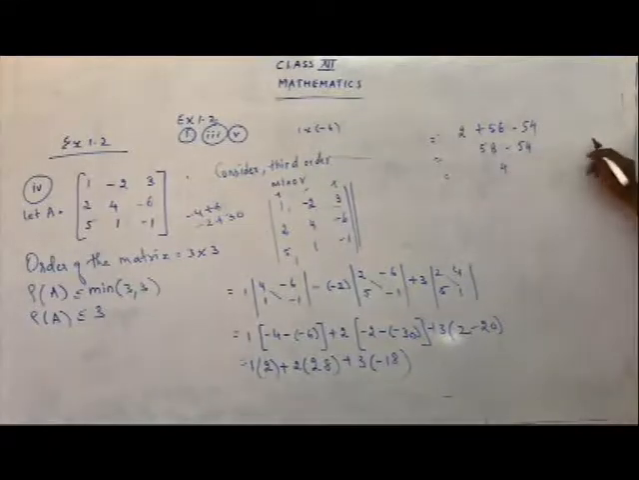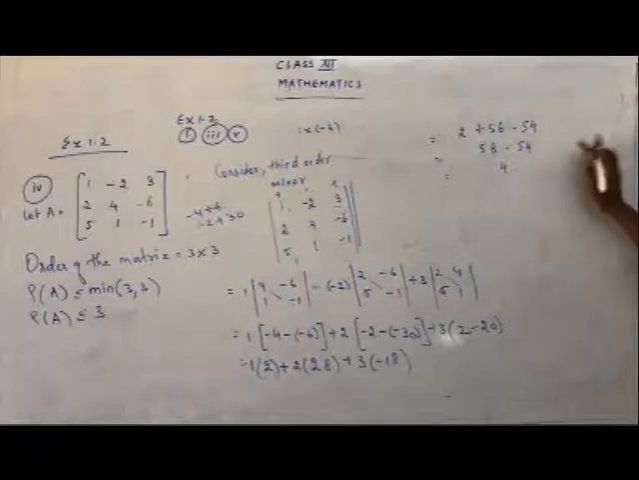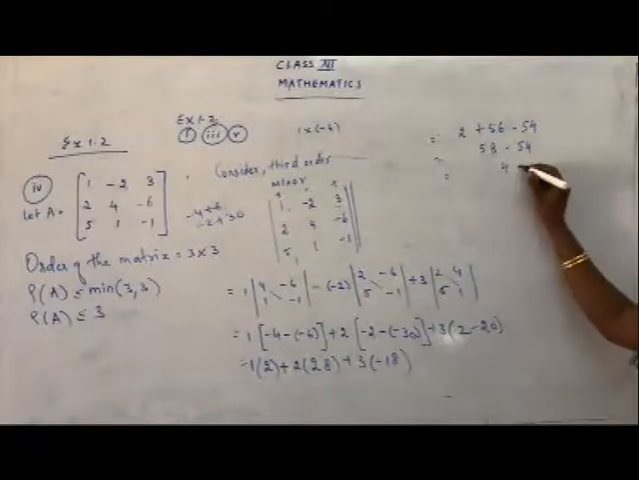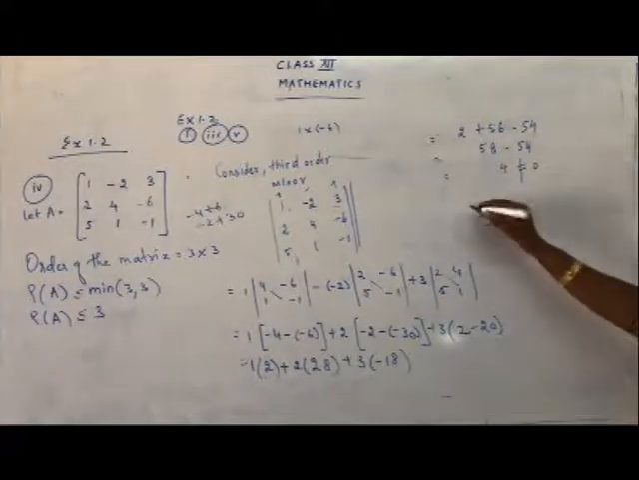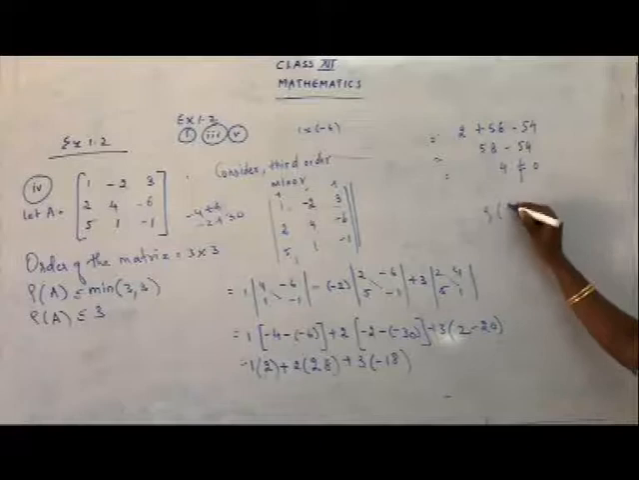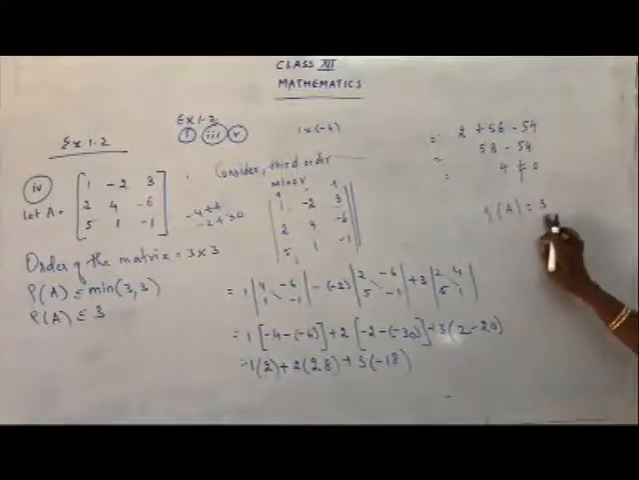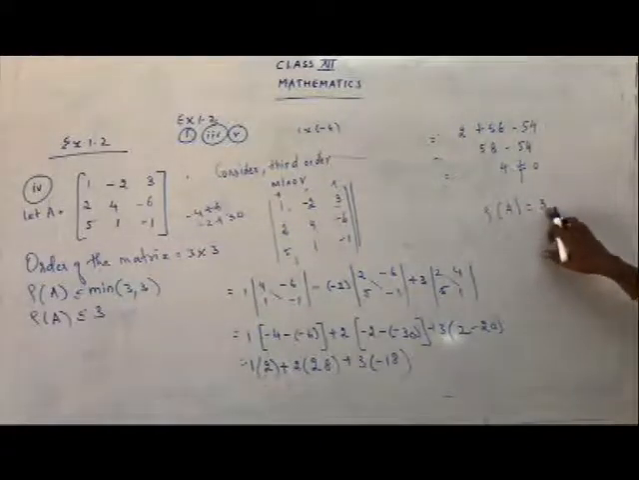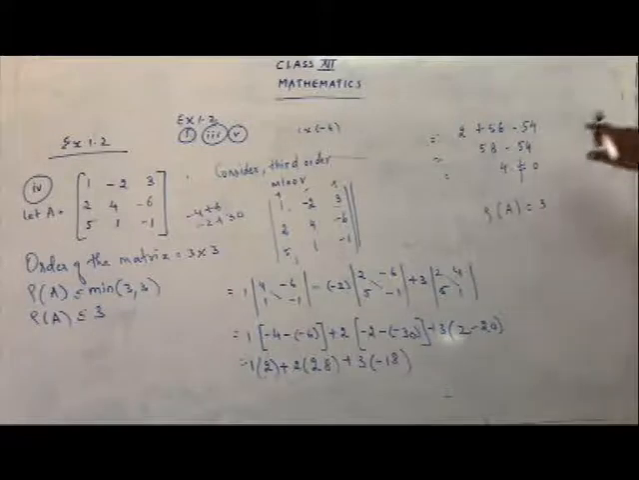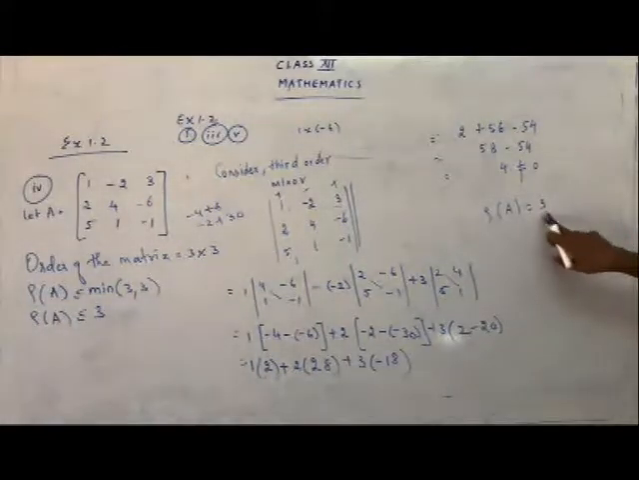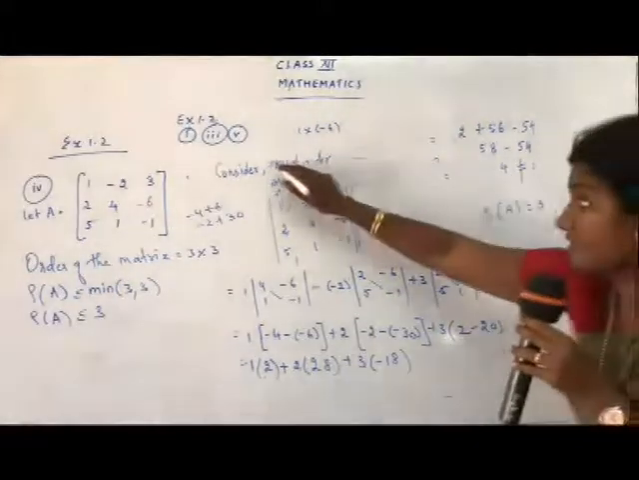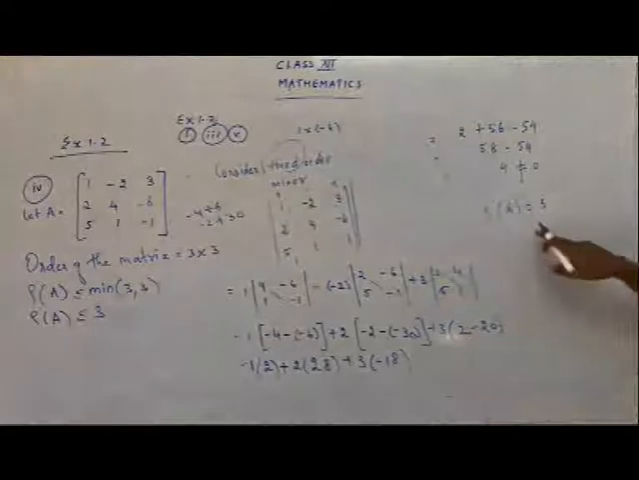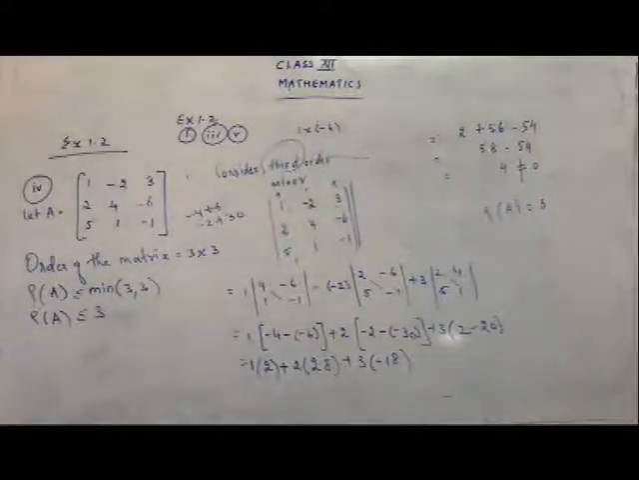Yes, so we have got a non-vanishing minor. That is 4, which is not equal to 0. So how will the conclusion be? Therefore, rank of A is equal to 3. Why did I get the answer 3? We have to take the order of the highest order non-vanishing minor. What is the order of the highest non-vanishing minor? It's the third order. That means the rank of A is equal to 3.